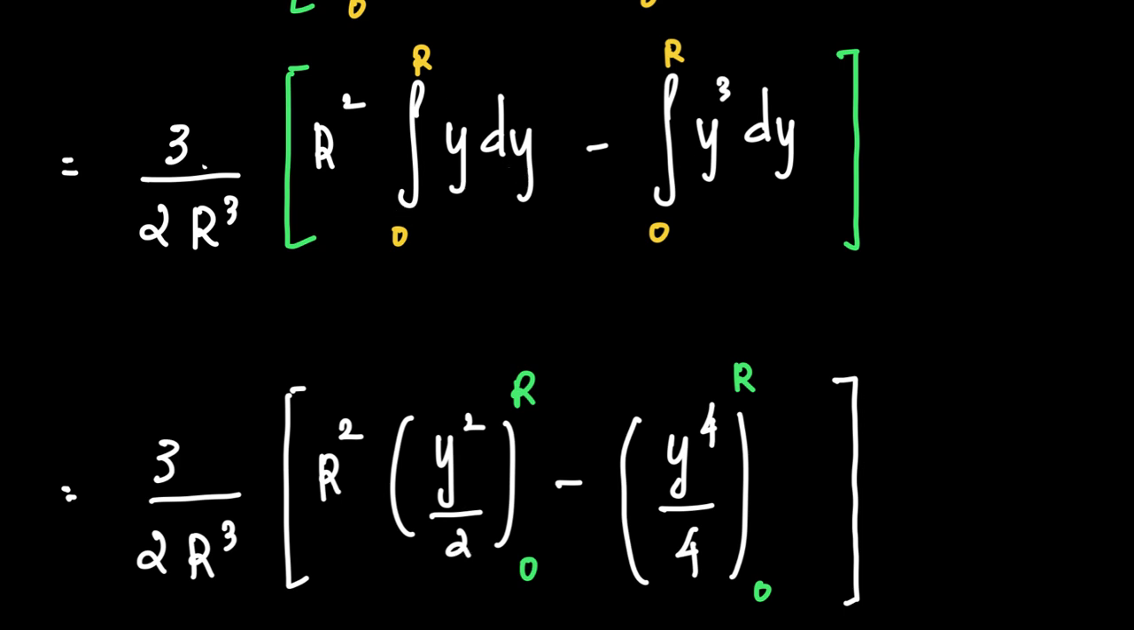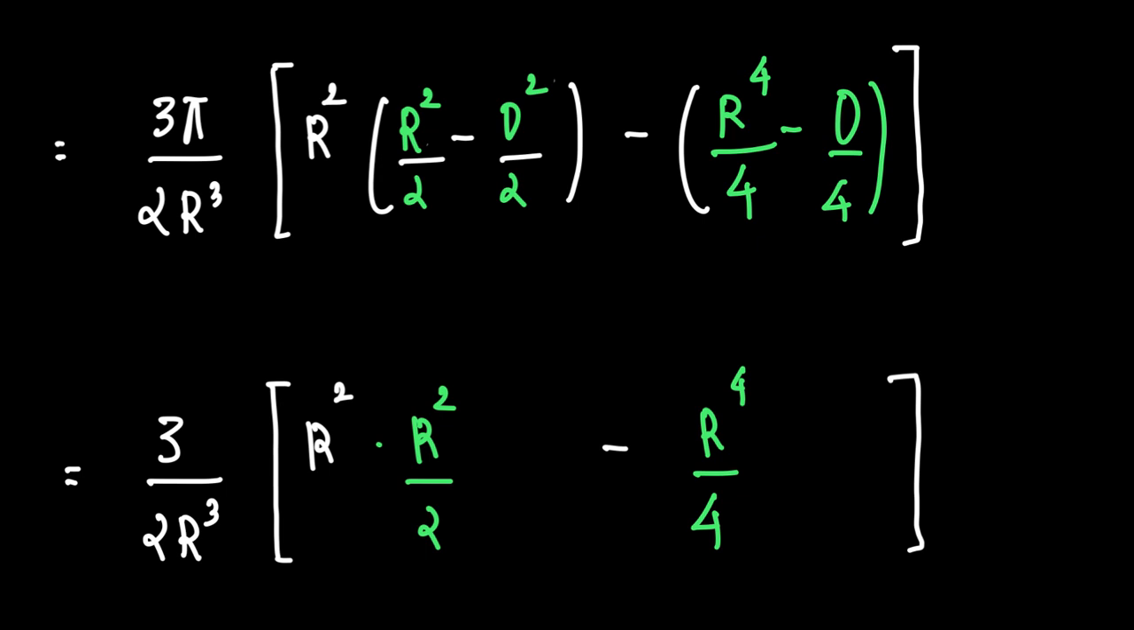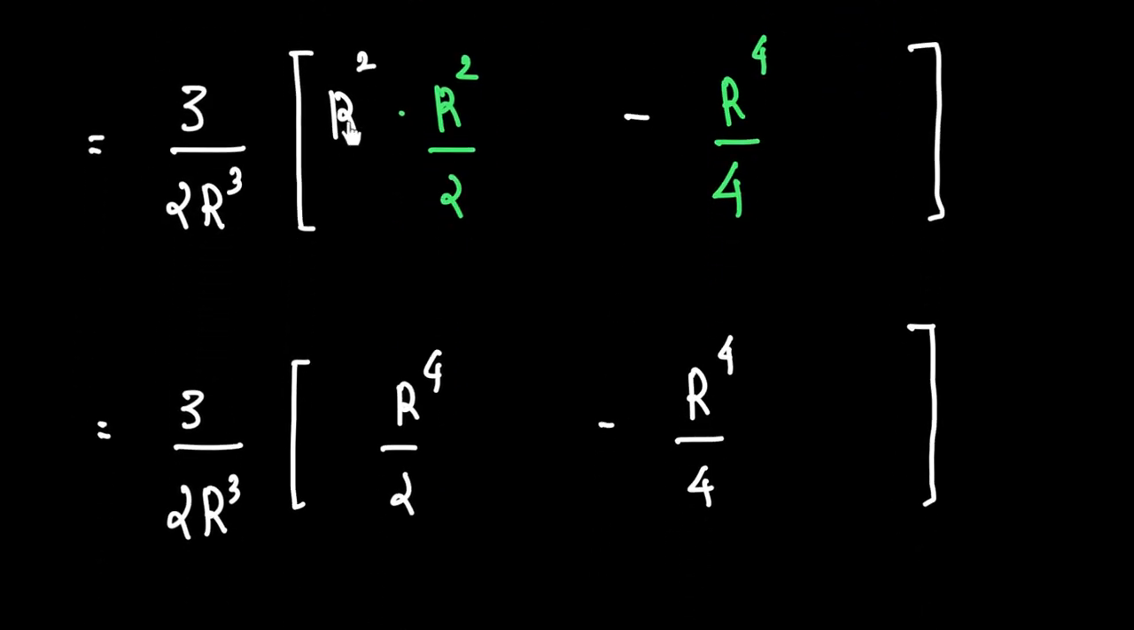What is integral 0 to r y dy? It is y square by 2, and y cube integrates to y to the power 4 by 4, varying from 0 to r. Applying the limits, we have upper limit r and lower limit 0. This becomes r square by 2 minus 0 square by 2, minus r to the power 4 by 4 minus 0 by 4. So this becomes r square by 2 into r square, minus r raised to 4 by 4. R square into r square is r to the power 4 by 2 minus r to the power 4 by 4.